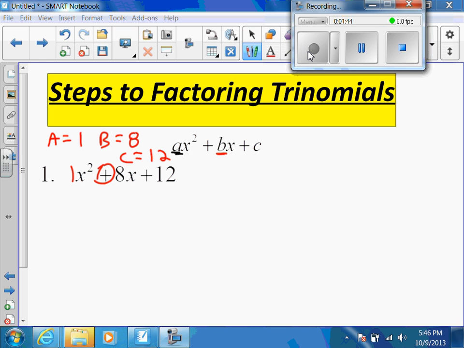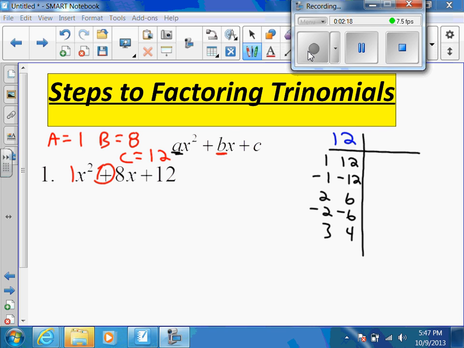Next thing we do is do A times C. Here we have A is 1, C is 12. So 1 times 12 is 12. I need to find all the factors of 12. And I'm going to start with 1 times 12. And also we have negative 1 times negative 12. Then we have 2 times 6. Negative 2 times negative 6. 3 times 4. And negative 3 times negative 4.